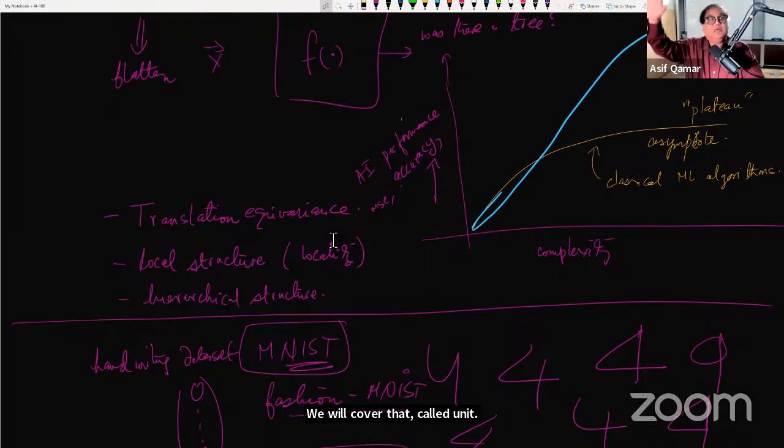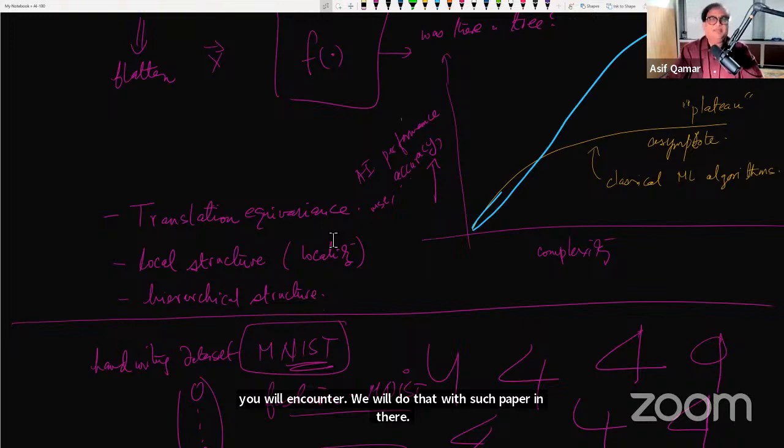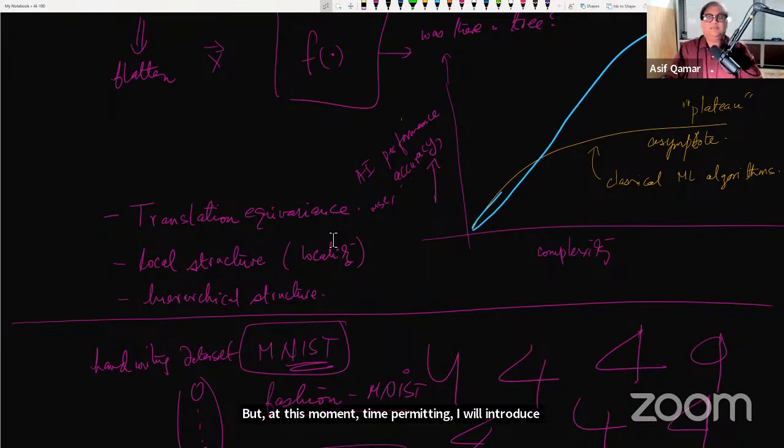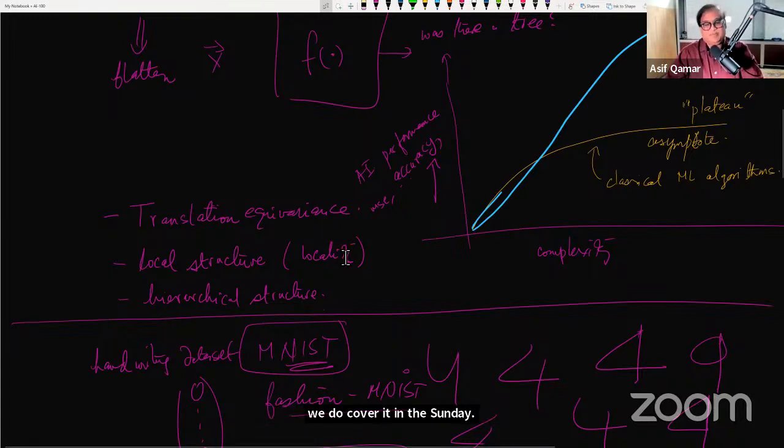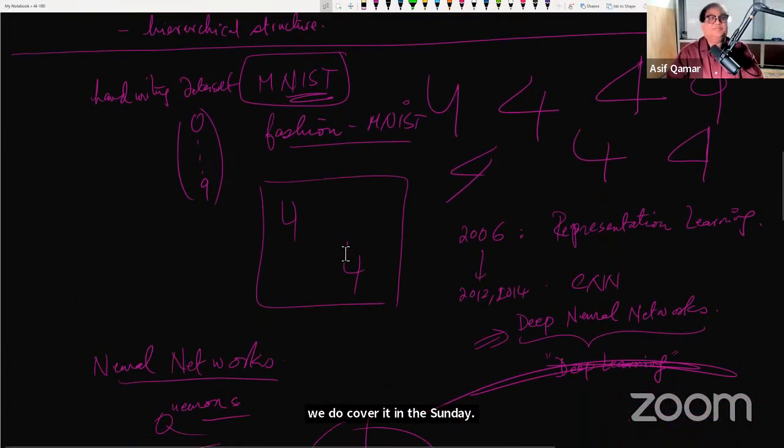UNet. Those of you who are doing the Sunday boot camp, you will encounter that; we will do that research paper in depth. But at this moment, time permitting, I will introduce it a little bit at some point, but not in as much detail because we do cover it in the Sunday boot camp. It led to a very successful image segmentation framework. Because to recognize a cat as a cat, you sometimes need to know the bigger picture as well as see those bright eyes of the cat, isn't it?